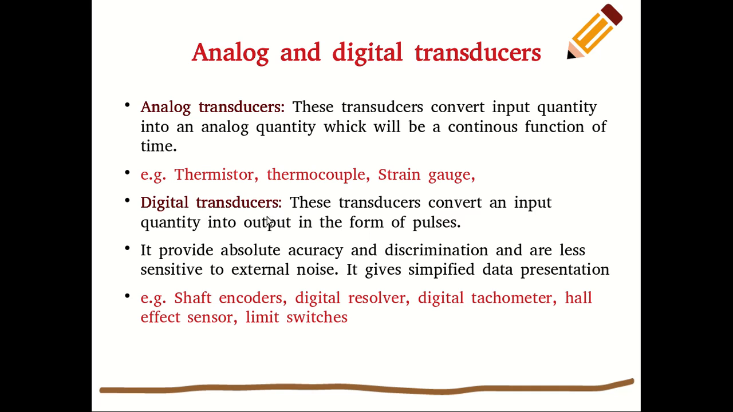So the digital transducers are very well used and very sensible transducers that are widely used in the world. They provide absolute accuracy and discrimination and are less sensitive to external noise. They give a much more simplified data presentation. Like the manipulation of data, acquisition of data is quite simpler in case of digital transducers as compared to the analog transducers. Here are the examples of this type of transducers.